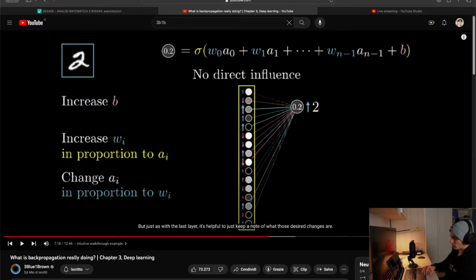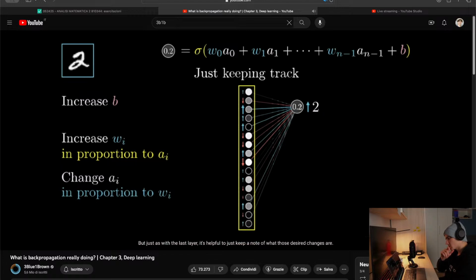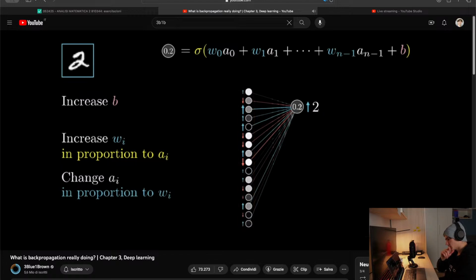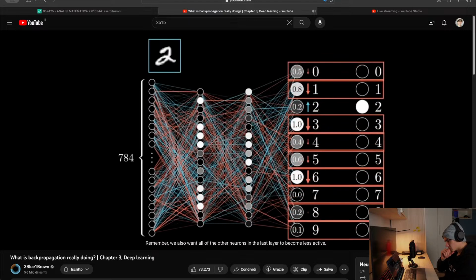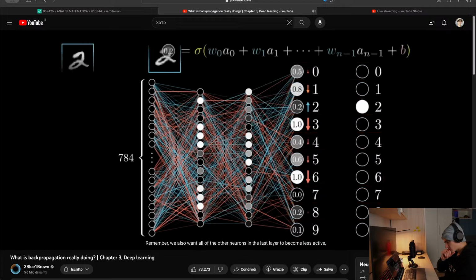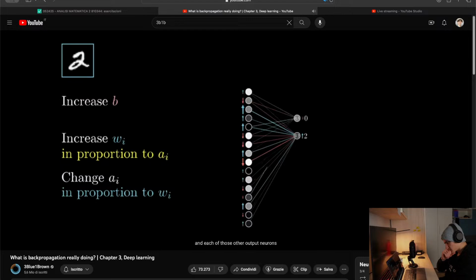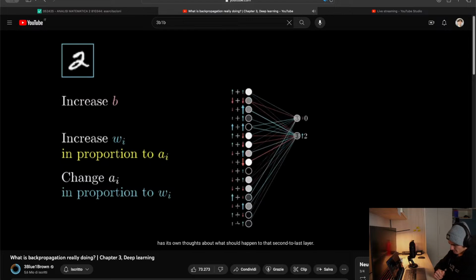Ok, but we have no power over the activation of these neurons, we only have power over the edges. As with the last layer, it's helpful to just keep a note of what those desired changes are. But keep in mind, zooming out one step here, this is only what that digit 2 output neuron wants. Remember, we also want all of the other neurons in the last layer to become less active. And each of those other output neurons has its own thoughts about what should happen to that second to last layer.